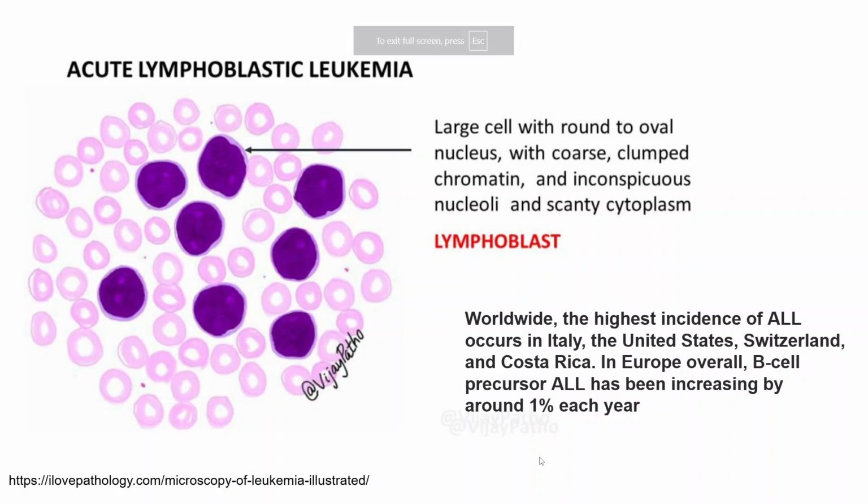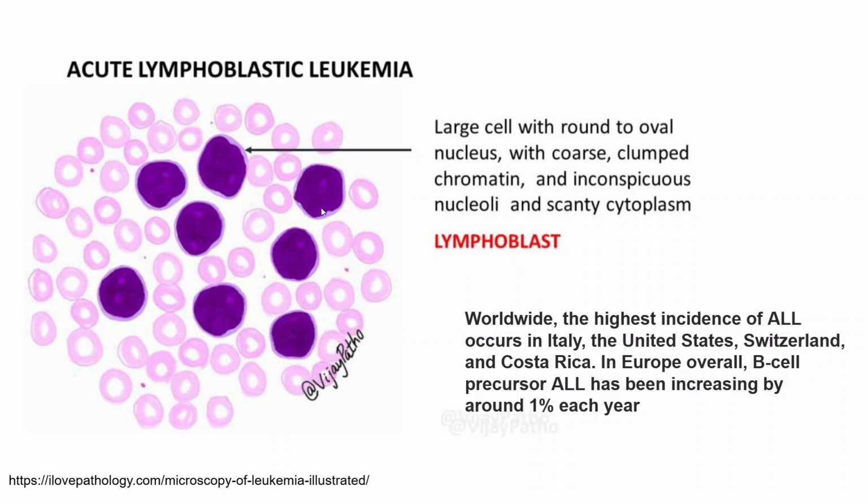Next is about the lymphoblastic leukemia. Now again, as in the case of myeloid leukemia, with lymphatic system leukemia also, it is categorized into two categories, acute and chronic. Acute lymphoblastic leukemia is defined as the presence of lymphoblasts in the peripheral circulation.